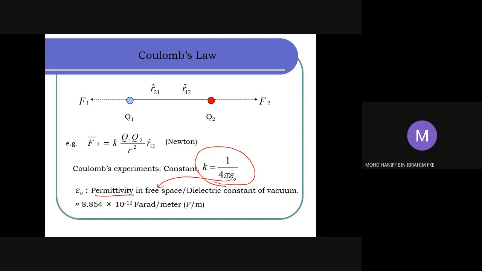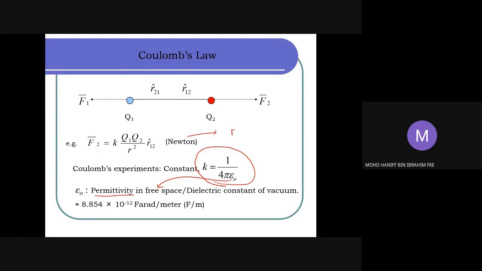Later on in chapter 5, you're going to see some changes on this permittivity when we are dealing with dielectric material. But for now, up to chapter 4, the medium that we consider is only free space or vacuum.